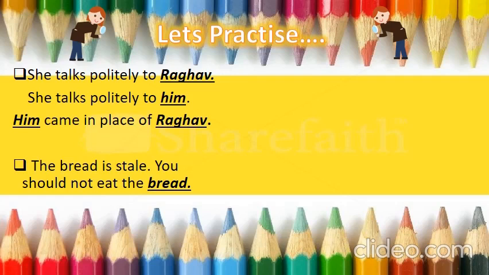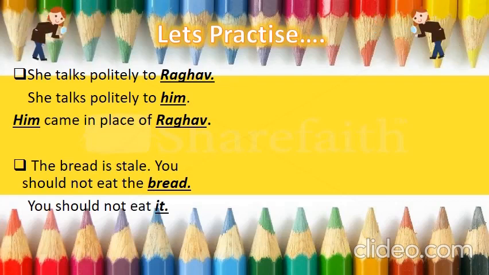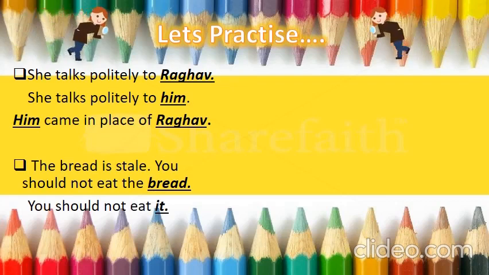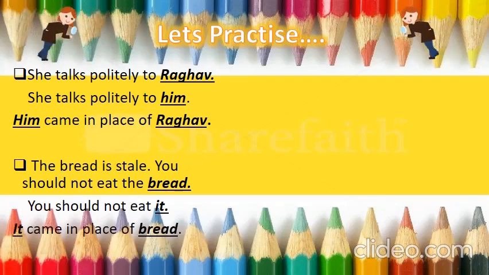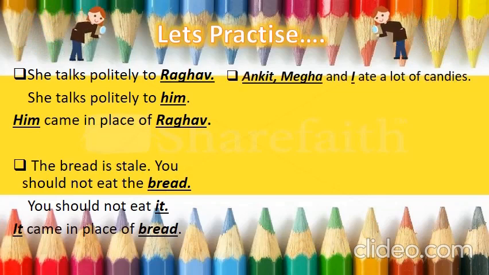Now the next example, the bread is stale. You should not eat the bread. You can see the underlined word bread. That means this noun only we are going to change. Bread is a non-living thing. So what will come? It. You should not eat it. It came in place of bread.